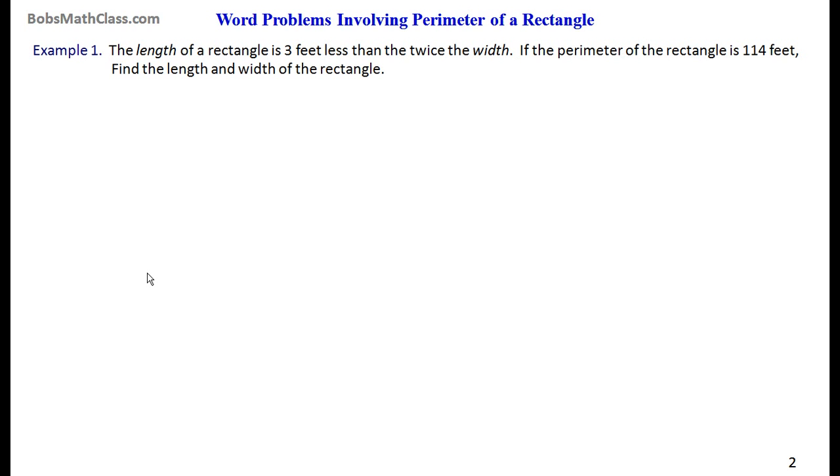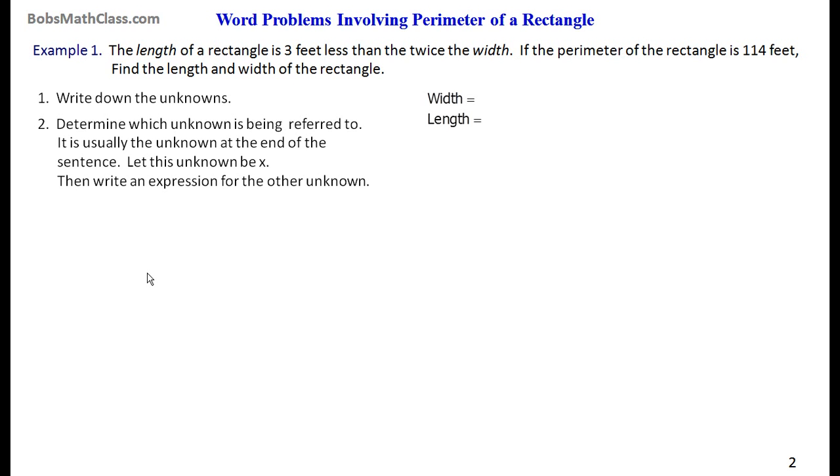Number 1. The length of a rectangle is 3 feet less than twice the width. If the perimeter of the rectangle is 114 feet, find the length and width of the rectangle. Okay, number 1. Write down the unknowns. What are we trying to find? We're trying to find the width and the length. So let's write it down: width and length.